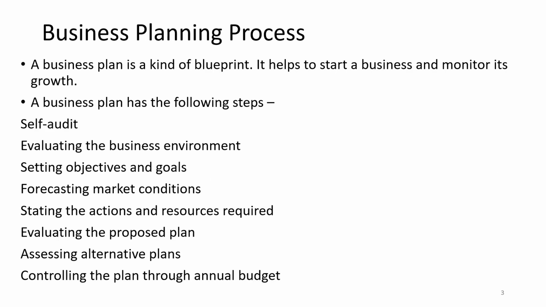So the process of business plan, these are the steps. It's like a blueprint. It will show the steps in a stepwise way. It will show how the business is going to develop. So first step is self-audit. Then second one is evaluating the business environment, that is scanning the business environment. Then setting the objectives and goals of the business. Then doing forecasting of the market conditions, then deciding what actions to be taken to set up the business and what are the resources, that is also decided in this step.